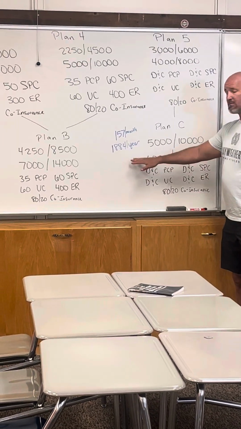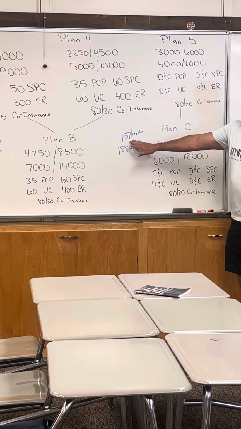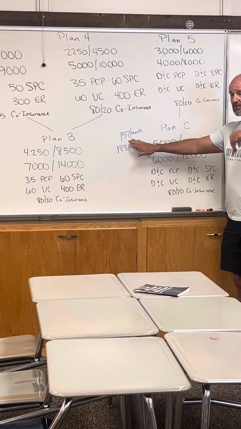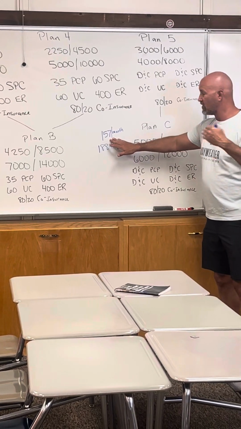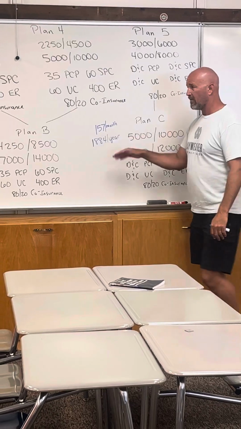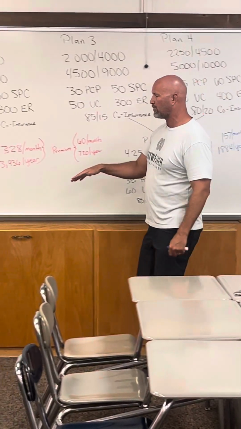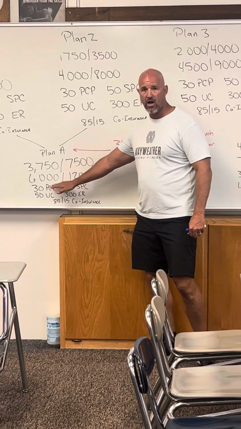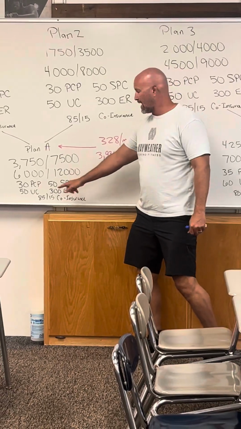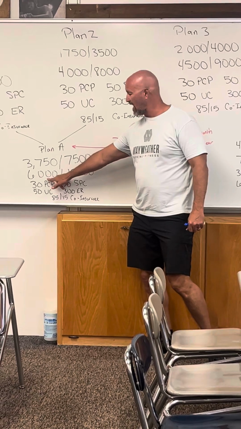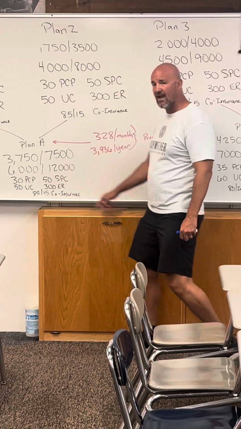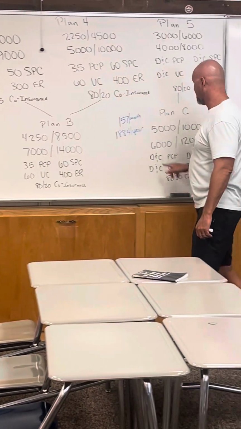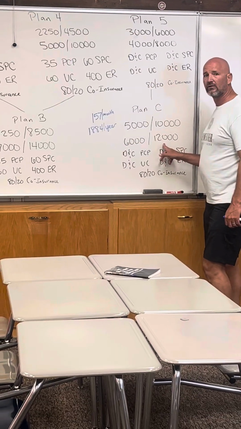But in this plan here, you've got $157 a month every month that's going in. So if you're having chronic illness and you're having a lot of issues, then you're probably getting into where you're meeting that deductible and maybe even that max out of pocket. Well, let's look at the max out of pocket. On Plan A, you're $6,000 here, $12,000 for the family. Max out of pocket here, you're $6,000, $12,000.